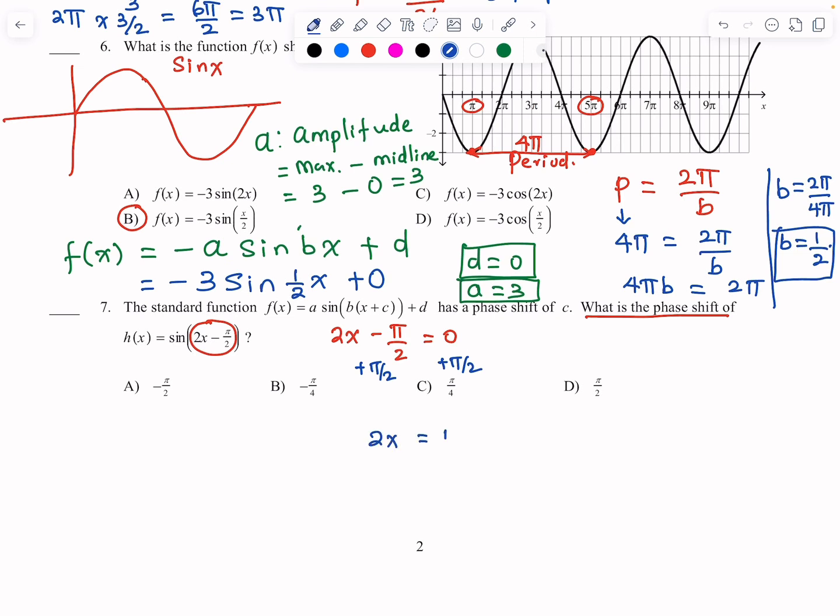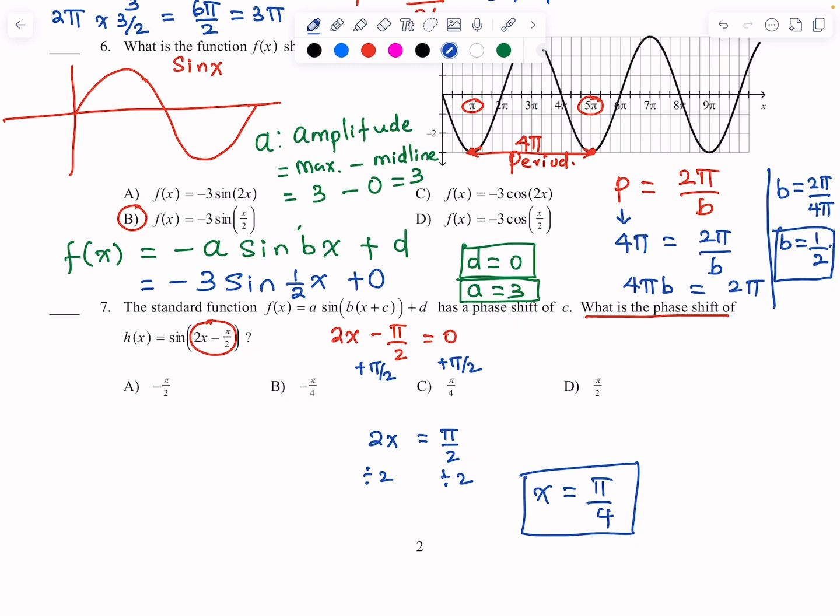And then if you do that, you have 2x is equal to pi over 2. And then you divide both sides by 2, right? So let's divide both sides by 2. And then what will be your x now? Your x will be pi over 4.